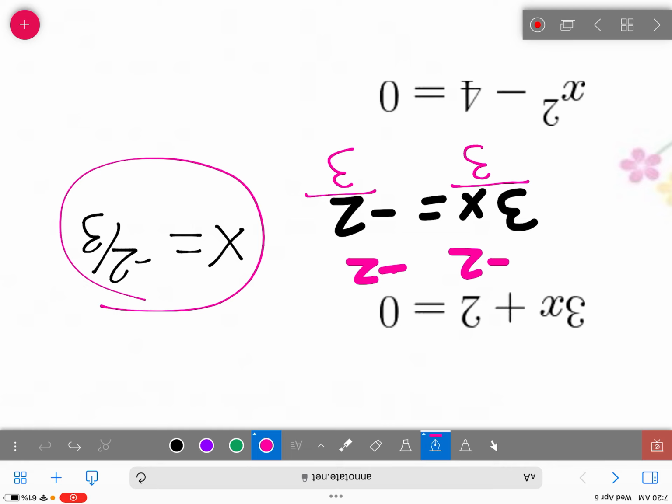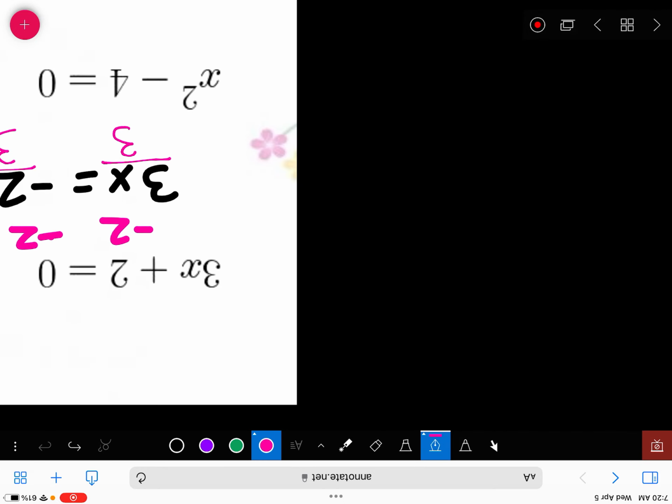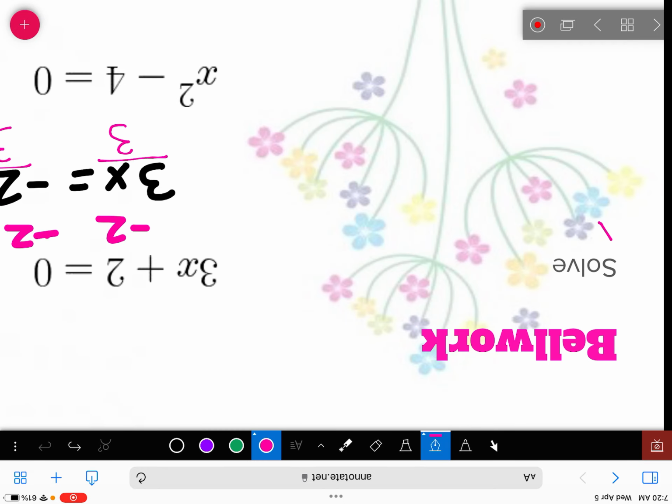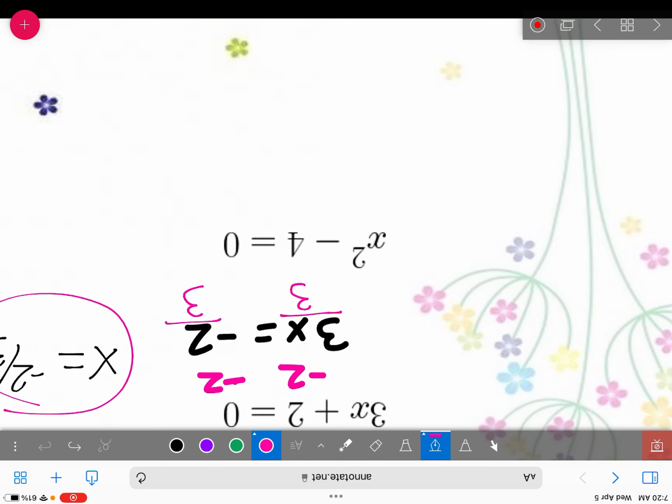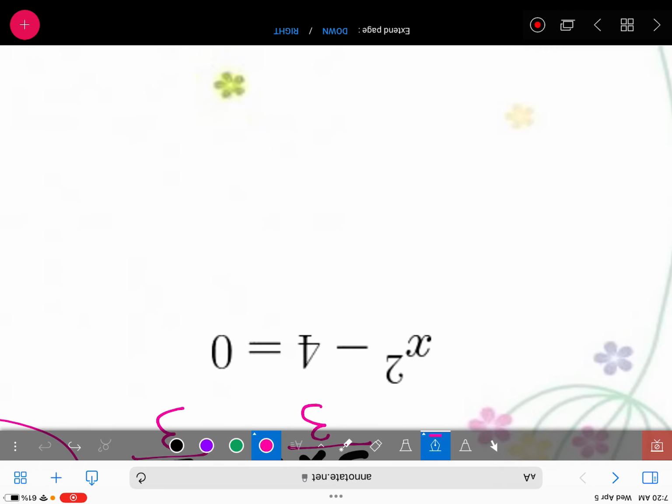That's our solution. Whenever it says solve, what that means is get to x equals, or y equals, or whatever your variable is, equals. Solve means get to a solution here, x equals. You could wind up with more than one solution. Let's look at the second question. Hint, hint.